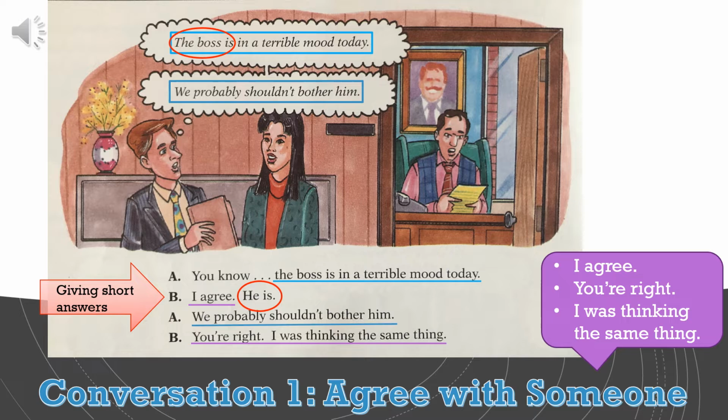In this conversation, person A makes a statement and person B agrees with person A. We're also going to practice giving short answers. For example, person A says, the boss is in a terrible mood today. And person B gives a short answer by just saying, he is. He refers to the boss, and is means that he is in a terrible mood today.